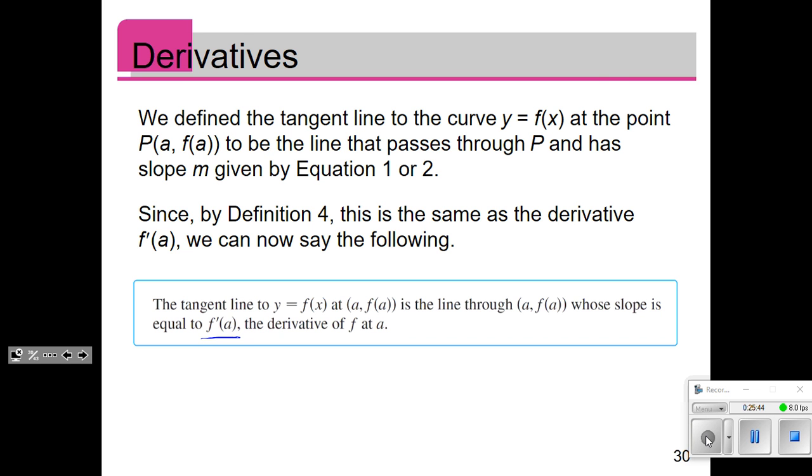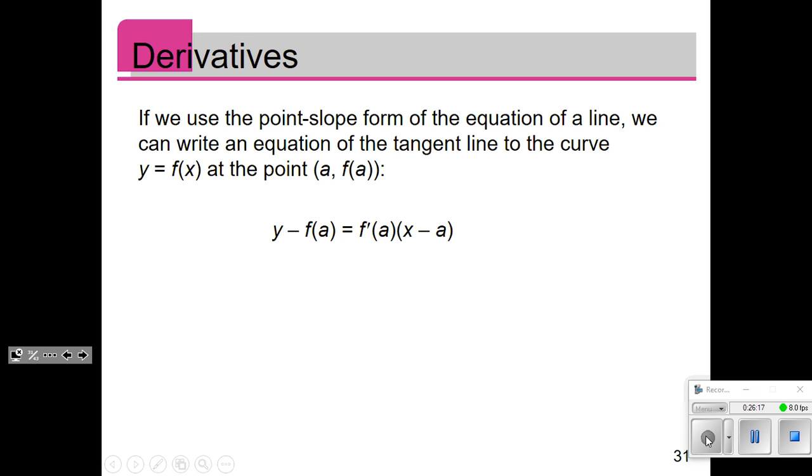Okay, so f prime of a is essentially the same thing as the slope, which is that limit function as h approaches 0 of f of a plus h minus f of a all over h. It's the same thing. Okay, same thing as slope.